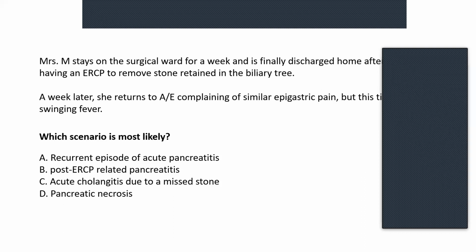Now going back to our first case. Mrs. M stays on the surgical ward for a week, and she's finally discharged home after having an ERCP to remove a stone retained in the biliary tree. However, a week later, she returns to A&E complaining of similar epigastric pain, but this time with a swinging fever. So we've treated the underlying cause of the pancreatitis. What scenario is most likely? Would it be a recurrent episode of pancreatitis, post-ERCP pancreatitis, acute cholangitis due to a missed stone, or pancreatic necrosis?